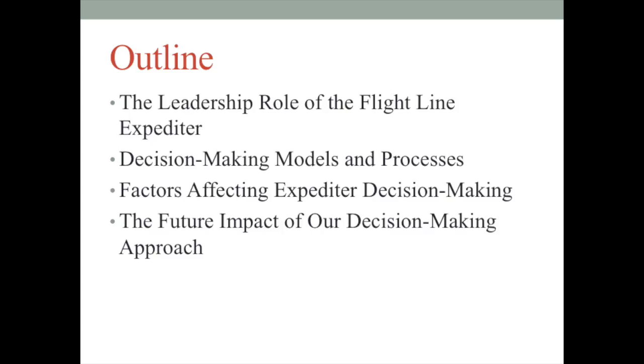So without further ado, let's take a look at the things we'll be discussing. First, we'll take a look at the role of the flight line expediter and detail their roles and responsibilities. Next, we'll take a look at some decision-making models and processes, including the VYJ and rational decision theory. Next, we'll take a look at some external factors affecting expediter decision-making, such as communication and emotion. And finally, we'll take a look at the future impact our decision-making approach should have on the role of the expediter and the organization.